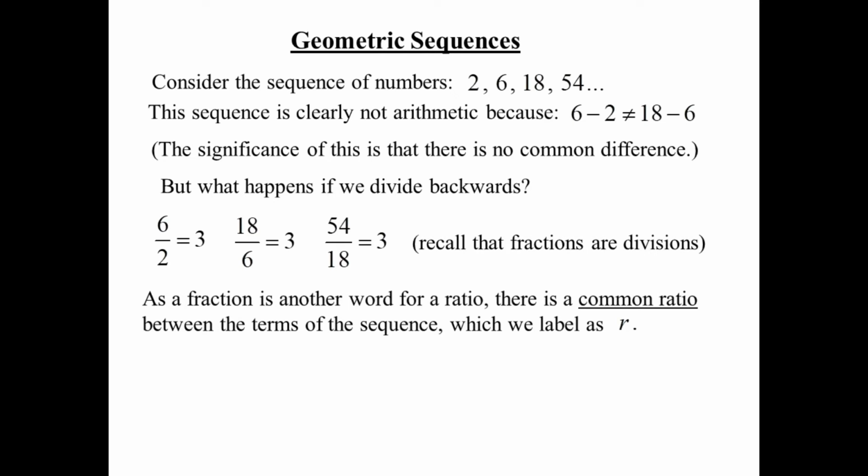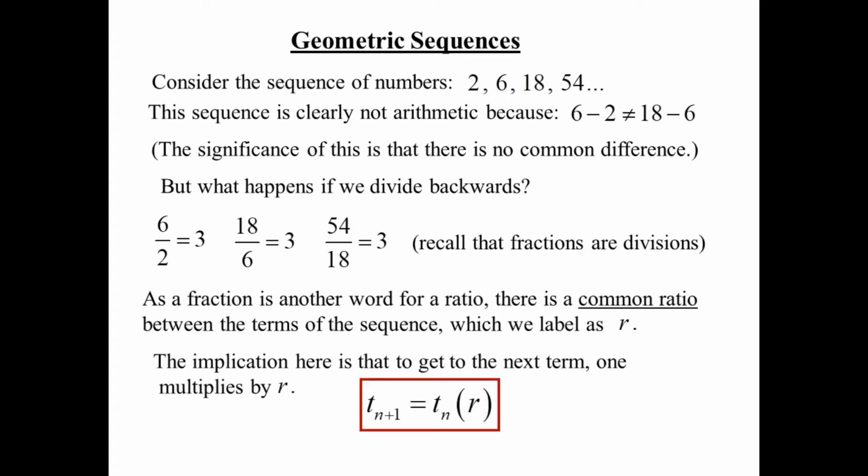As a fraction is another word for a ratio, there is a common ratio between the terms of the sequence, and we call this common ratio r. The implication here is that to get to the next term, one multiplies by r. So t sub n plus 1, that's the next term, is t sub n, that's this term, times r. When there is a common ratio, the sequence is called geometric, as opposed to arithmetic.